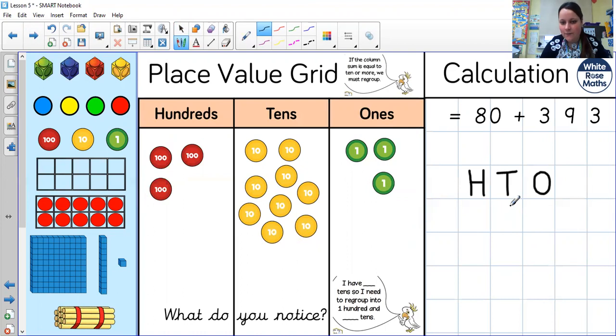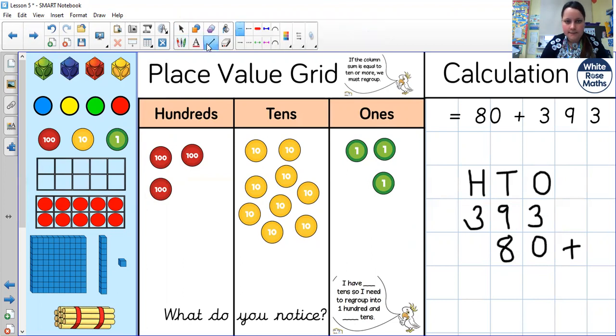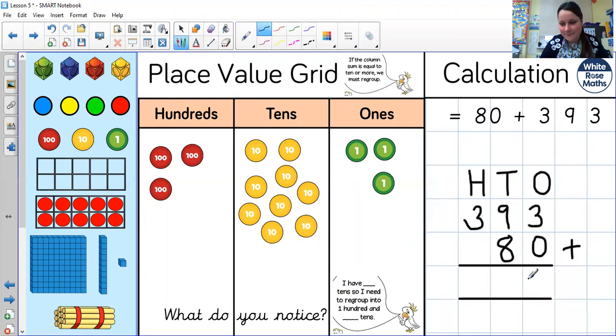Okay, let's have a go at this one. So again, I'm going to start with my larger number this time. So 393, because I think that makes it a little bit easier. So 393, and I'm going to add 80. So 80 doesn't have any hundreds. 80 has 8 tens and 0 ones. So let's add the ones first. 3 ones add 0. Hopefully we all know that that's 3. And then we're going to add our tens.